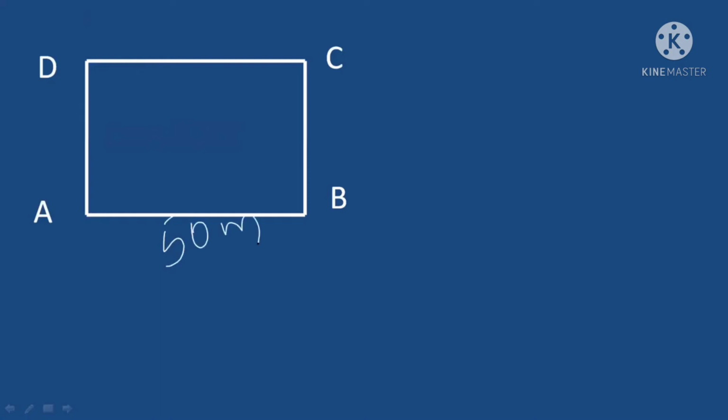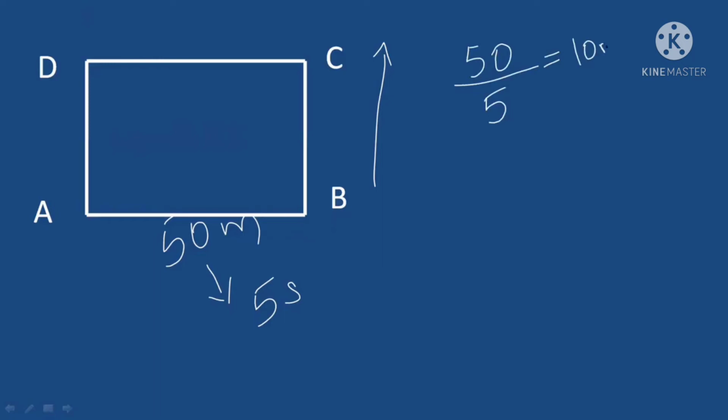Okay, so AB, that is the distance between A and B, is 50 meters, and the time taken to travel from A to B is 5 seconds. As it is a square, every side is the same, that is, every side is 50 meters. Okay, my dear children, see here, what is velocity now? That is distance or displacement by time, 50 by 5, you will get 10 meters per second.